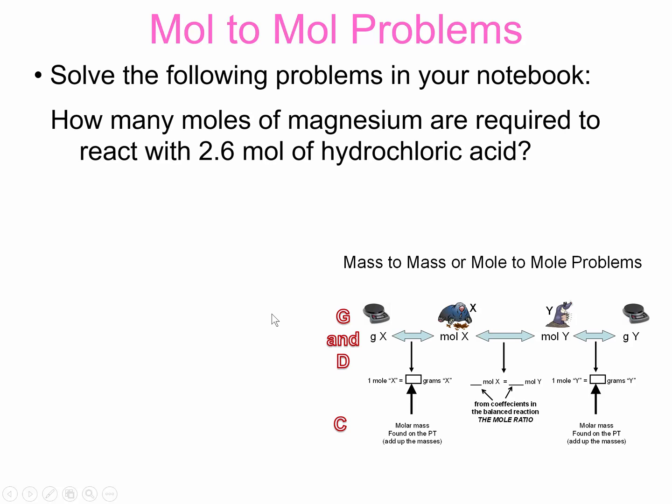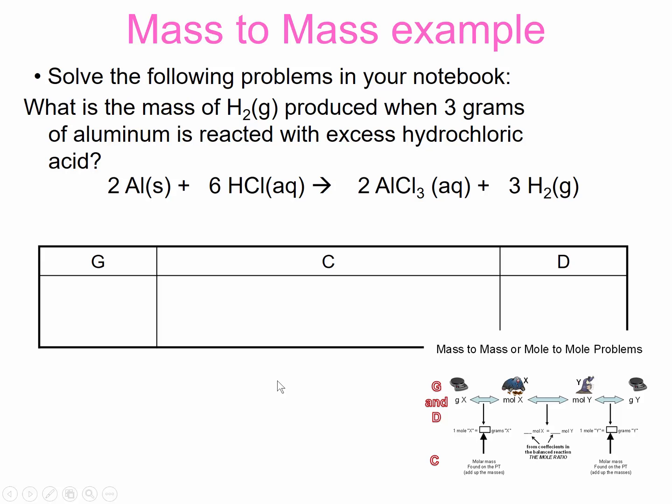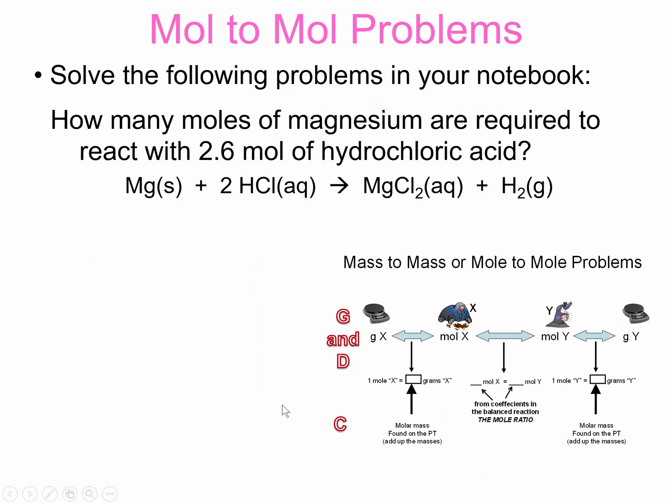So this question says, how many moles of magnesium are required to react with 2.6 moles of hydrochloric acid? So we'll need a balanced reaction to answer this question. And then we'll start by setting up a GCD table. So let me go back to that slide. So we'll start our GCD table. So I'll write G, C, and D.